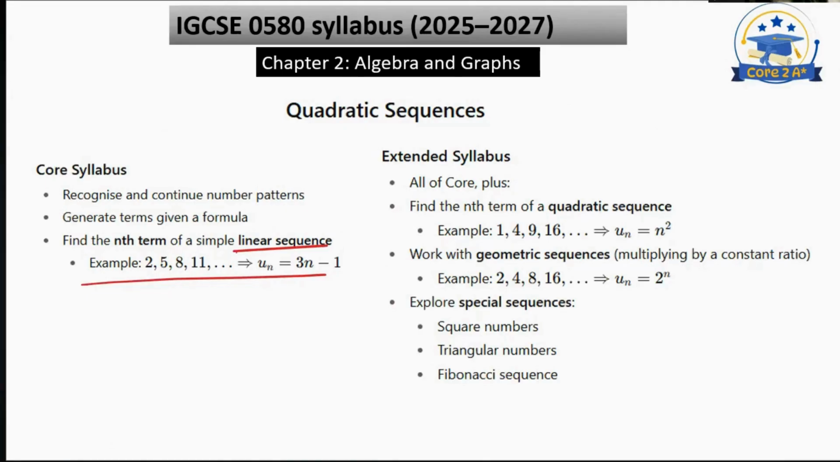In today's class we will learn about the quadratic sequence. We will solve some examples based on the quadratic sequence, and we will learn the formula. So without any further delay, let's start with the quadratic sequence.